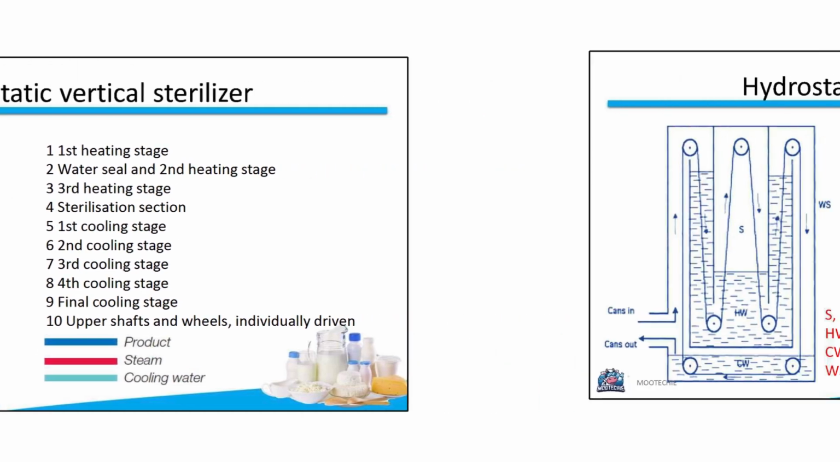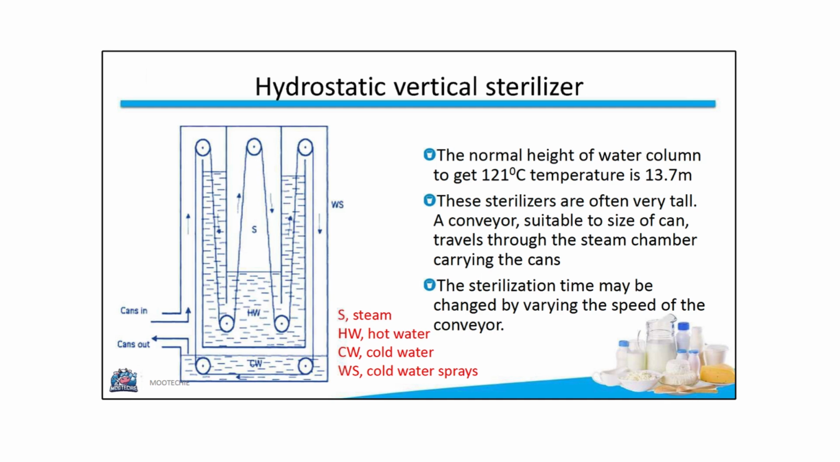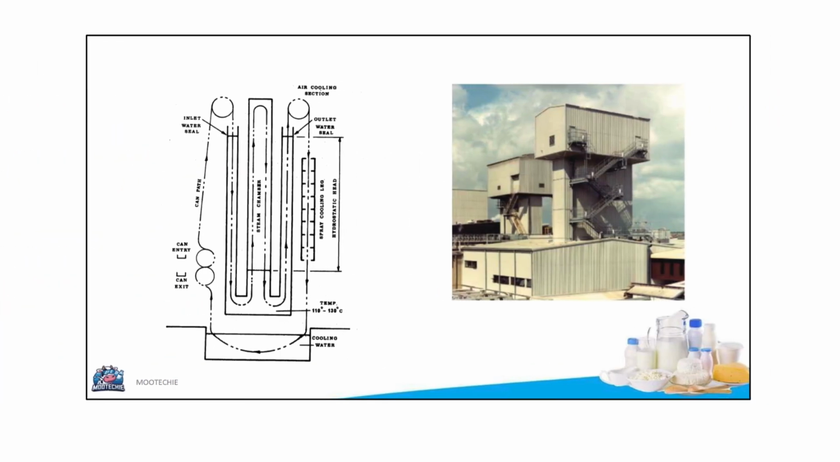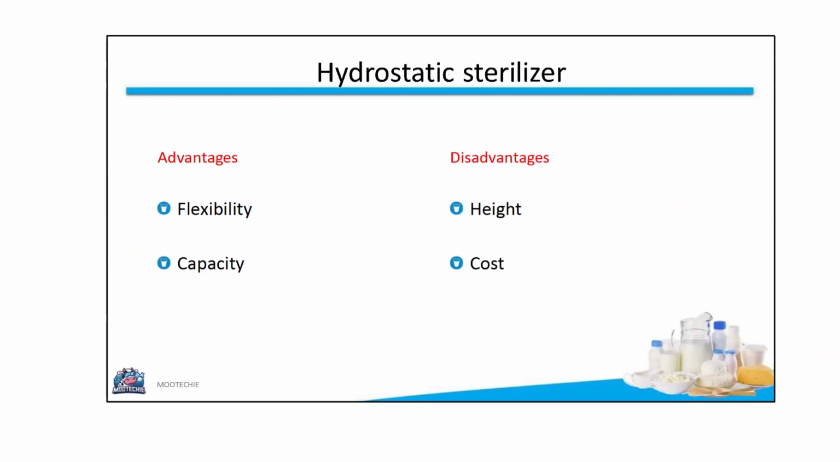The normal height of the water column needed to achieve a temperature of 121 degrees Celsius is about 13.7 meters, which is why these sterilizers are often very tall. A conveyor carries the cans through the steam chamber, and the sterilization time can be changed by varying the conveyor's speed. The system uses steam, hot water, and cold water sprays. The advantages of a hydrostatic sterilizer are its flexibility and high capacity. The main disadvantages are its great height and the associated high cost.